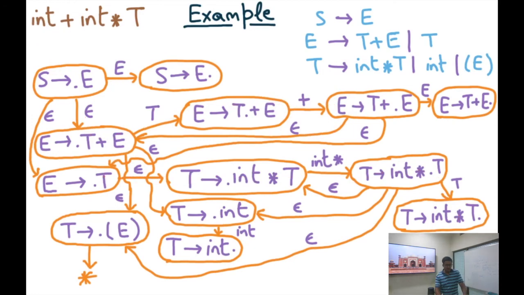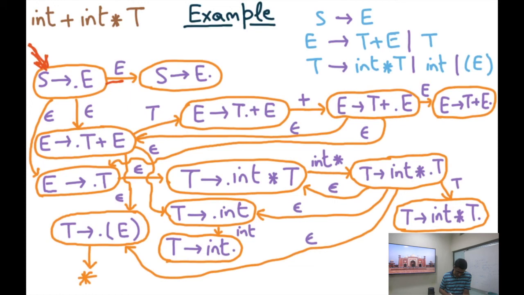So let's look at this example, int plus int star T. Is this a viable prefix? Once again, I'm going to start at my start state, S produces dot E, where the dot is on the leftmost side. And I'm going to see whether I can find a path such that the entire input is consumed. So first of all, this path doesn't make sense because the first token here is an int.